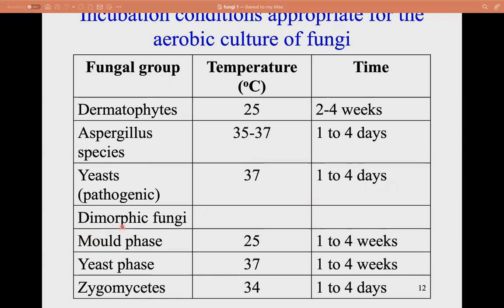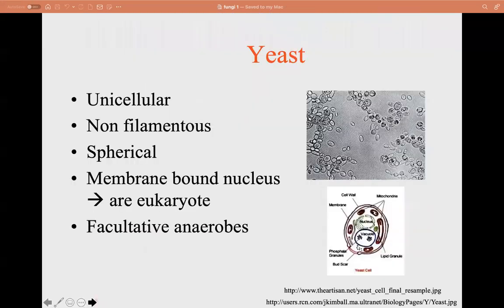And then we mentioned the dimorphic fungi. When they are mold, they are grown at 25 degrees Celsius for 1 to 4 weeks. Yeast phase, 37 degrees Celsius for 1 to 4 weeks. And we also have the zygomycetes growing at 34 degrees Celsius for 1 to 4 days.